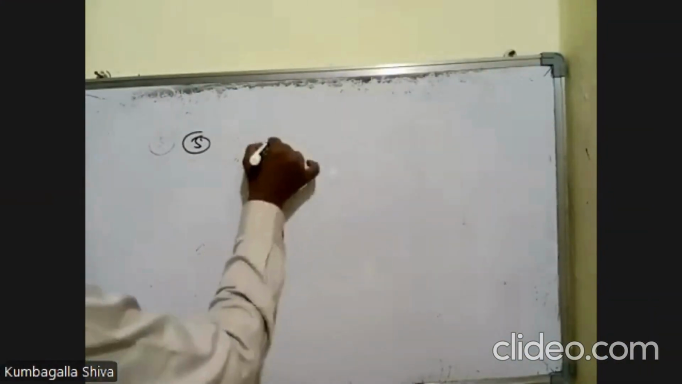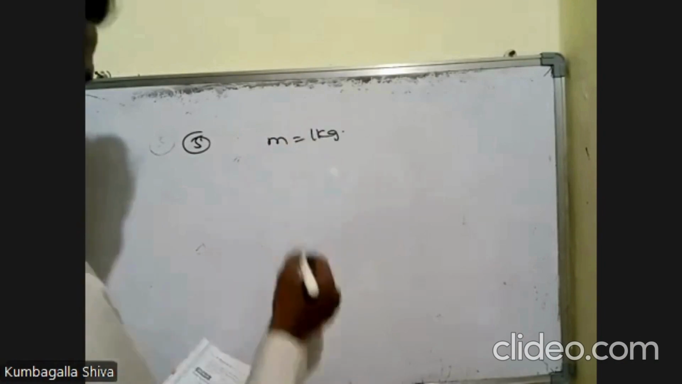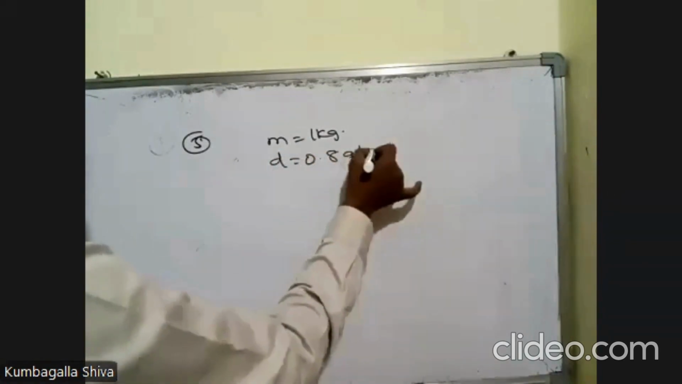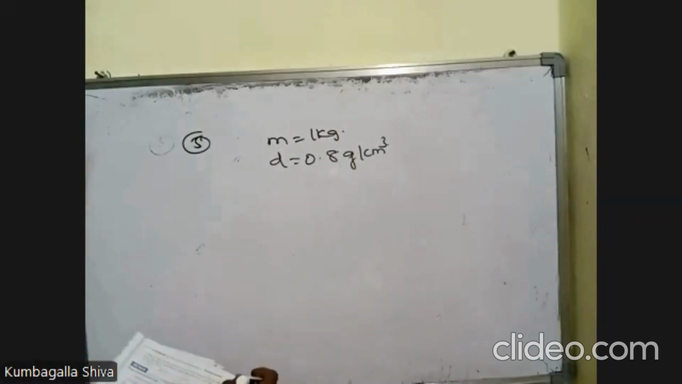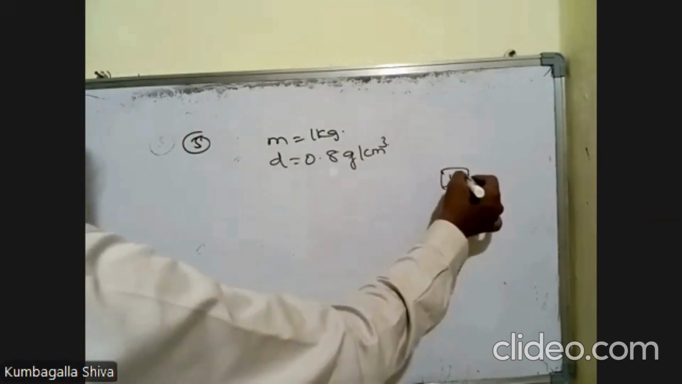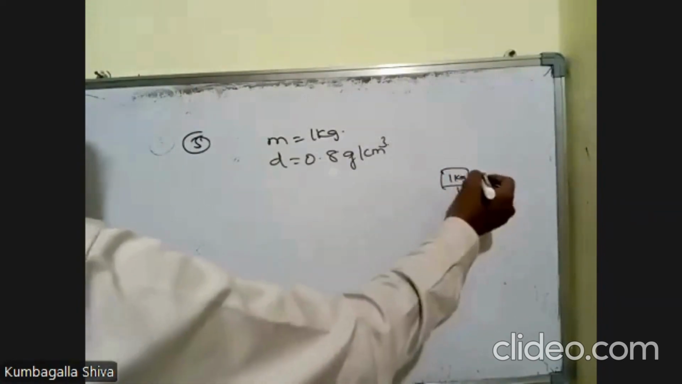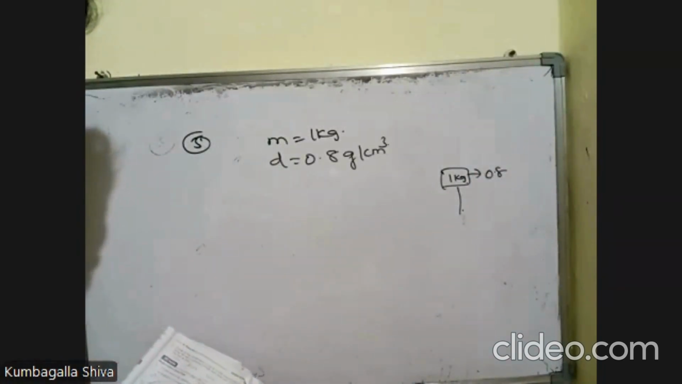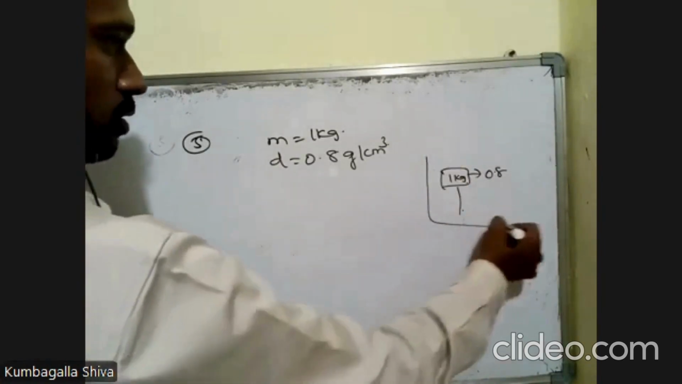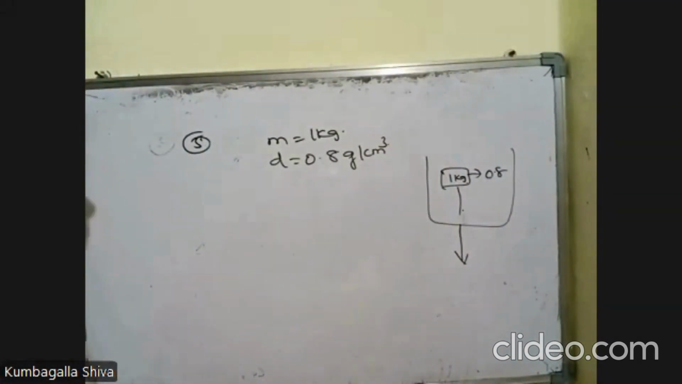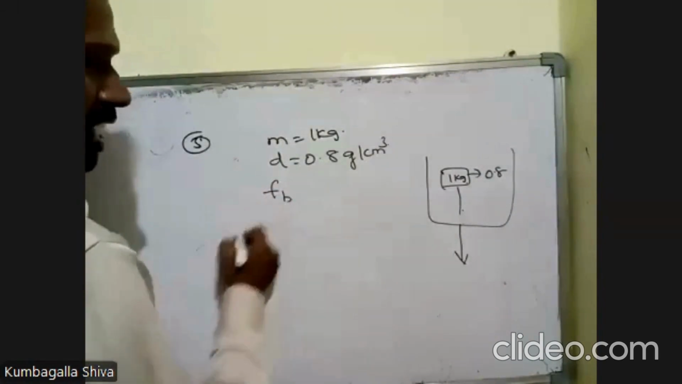The block of mass 1 kg and density is given how much? 0.8 gram per centimeter cube. Okay, and it is held stationary with the help of a string. This is 1 kg, and the density here given is 0.8. Okay, the tank is accelerating vertically downwards. So this is a tank, and it is accelerating downwards, coming down.